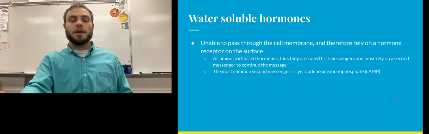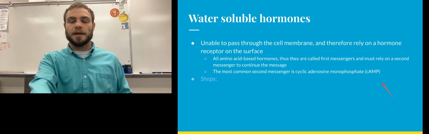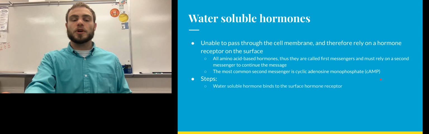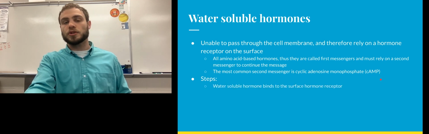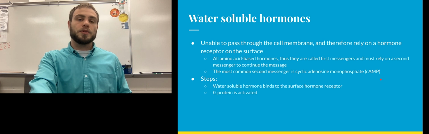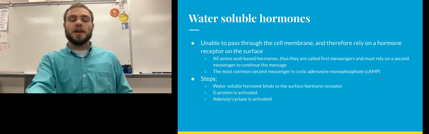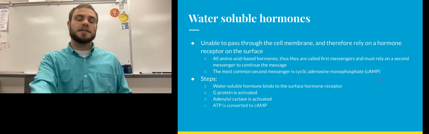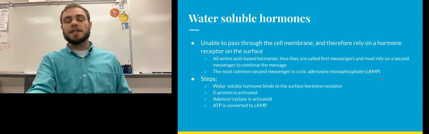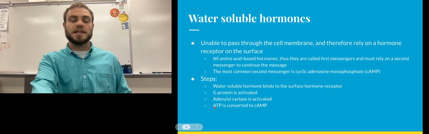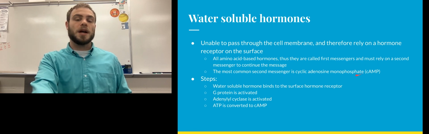The most common second messenger is cAMP, or cyclic adenosine monophosphate. You'll see cAMP in a lot of different cellular biology classes. So you start with the water soluble hormone binding to the surface receptor, which is going to activate what's called a G protein. That G protein is then going to activate adenyl cyclase. The adenyl cyclase is going to cause ATP to be converted to cyclic adenosine monophosphate. ATP, remember, is adenosine triphosphate, so it's not too much different than cyclic adenosine monophosphate here.